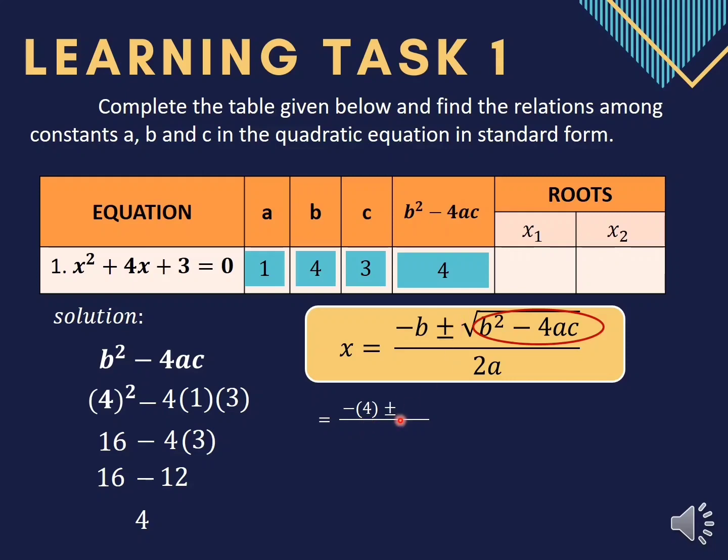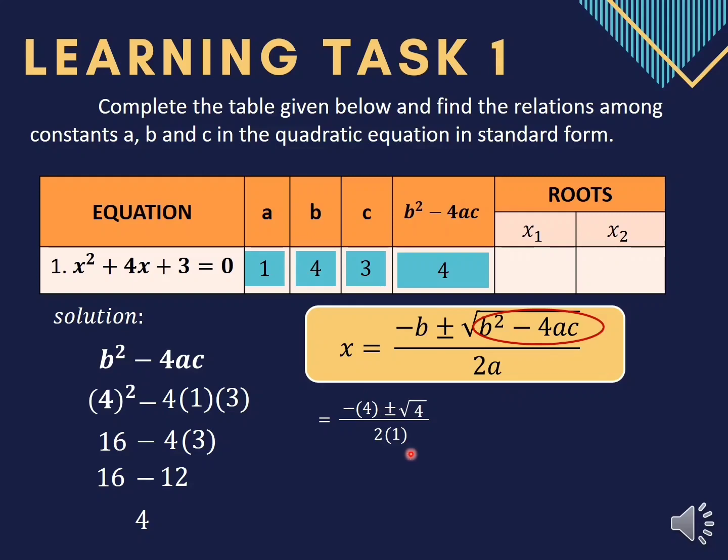Positive, negative. What is the square root of b squared minus 4ac? Since we already know the value of b squared minus 4ac, which is 4, it is simply the square root of 4. Did you get it? Okay, we no longer need to copy the a, b, c here because we already have the value. We got it here. So, that is square root of 4 all over 2 times. What is the value of a? Okay, we have 1. So, 2 times 1.